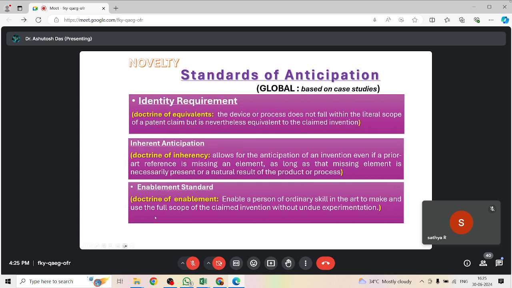Third one, enablement. You don't give full details. A person of ordinary skill in the art must be able to make and use the full scope. They cannot use it exactly as what I have given; they cannot get everything. That is also almost equivalent. Nothing new.